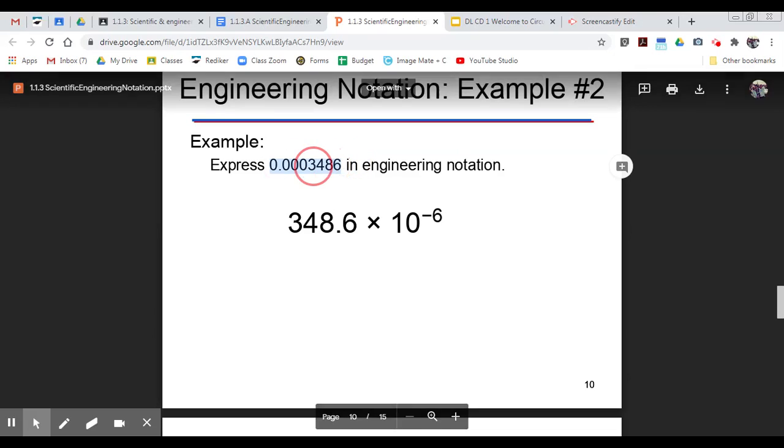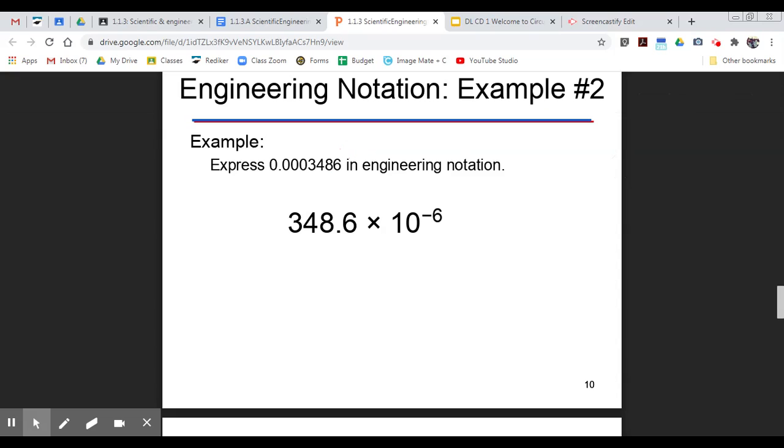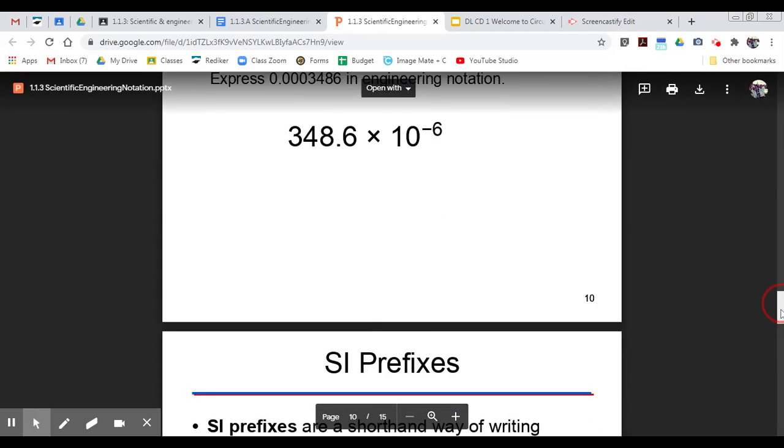So if we had this number and we wanted to put it in engineering notation, we would have to move it over 1, 2, 3 times, and then 4, 5, 6 times, because we need a number to the left of the decimal that's between 0 and 999, and we need a multiple of 3. Okay, so 1, 2, 3, 4, 5, 6. If we go over 6 times, that'll give us 348.6 times 10 to the negative 6. 10 to the negative 6 because it's less than 1, so we had to move the decimal in this direction 6 times.